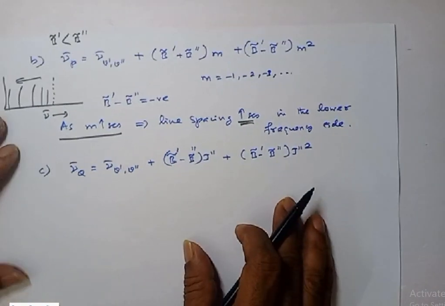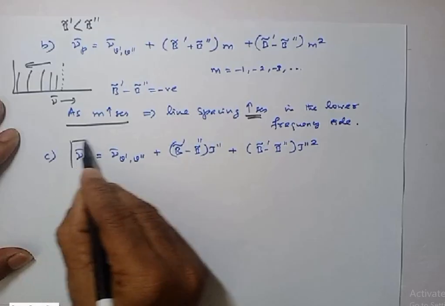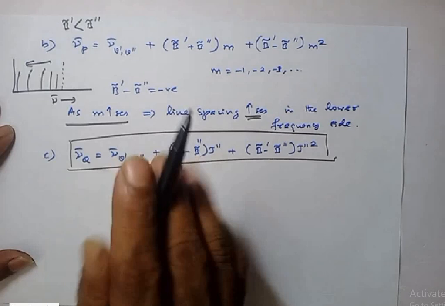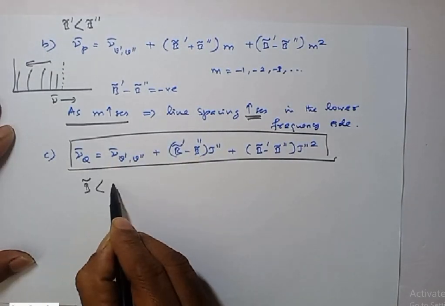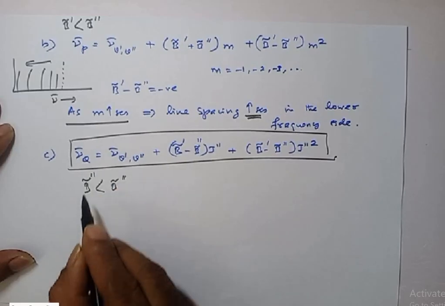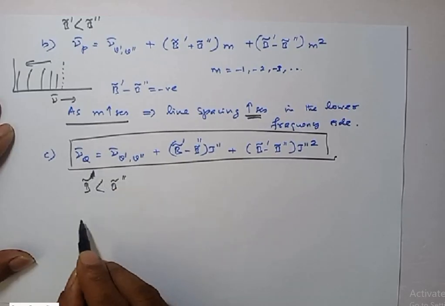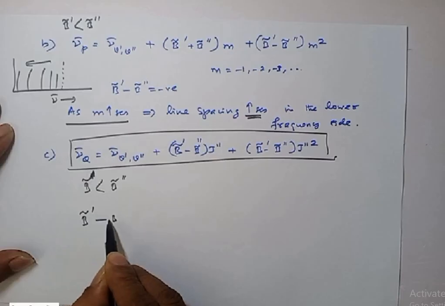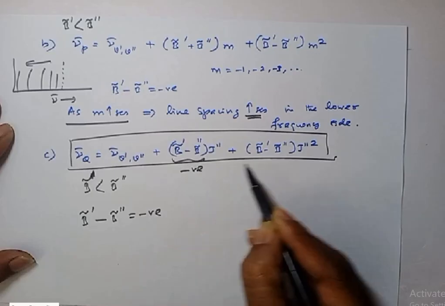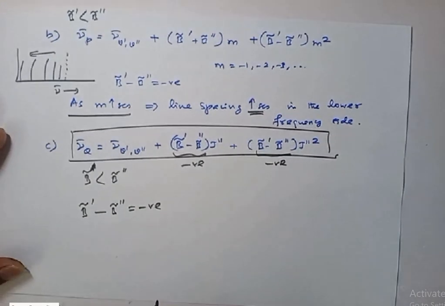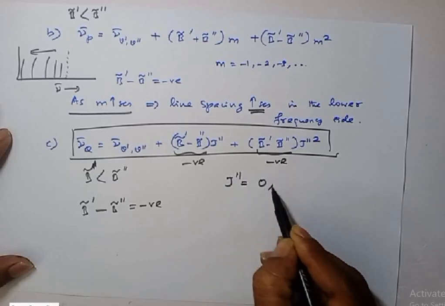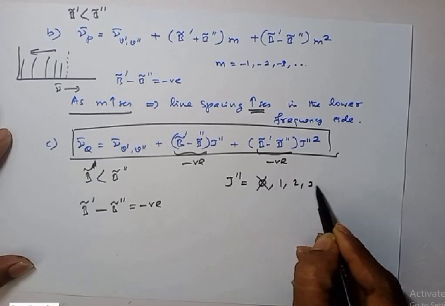What about Q branch? Yes, this is the general formula for Q branch. And B prime is less than B double prime. We have taken this case. Therefore, B prime minus B double prime is negative. This quantity is negative. This is also negative. Since both are negative, what are the allowed values of J double prime? 0 is not allowed. 1, 2, 3, 4 and so on are allowed.